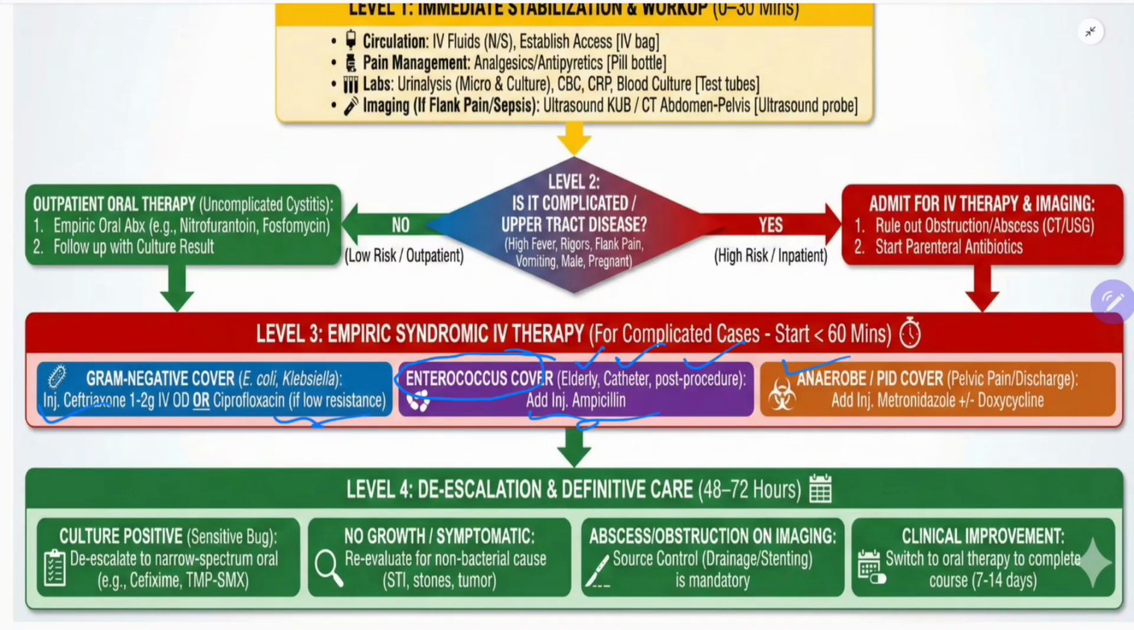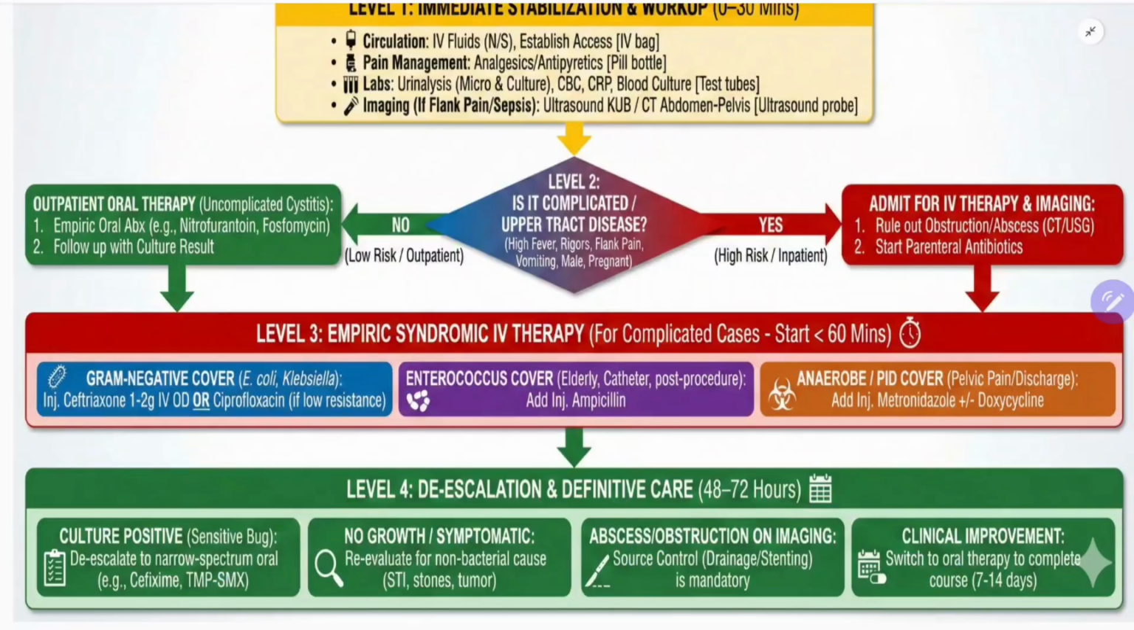Anaerobic cover or pelvic inflammatory disease cover: you should give injection metronidazole along with doxycycline. De-escalate and give definitive care within 2 to 3 days. So if culture positive, narrow down to that. No growth or symptomatic, reevaluate for non-bacterial cause, abscess or obstruction on imaging, source control, drainage and stenting. Clinical improvement: switch to oral therapy to complete a course of 1 to 2 weeks.